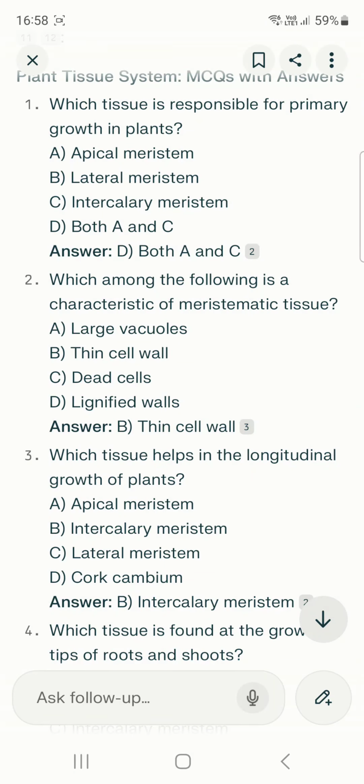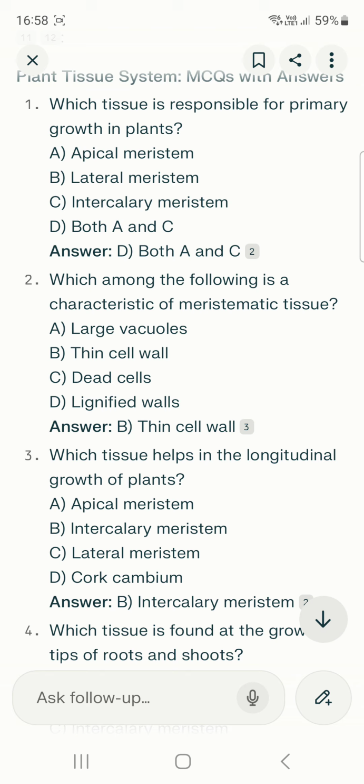So, today we are going to discuss 50 important MCQs from the topic plant tissue system. And the first question is, which tissue is responsible for primary growth in plants? And the answer is option D, both A and C. That means apical meristem and intercalary.